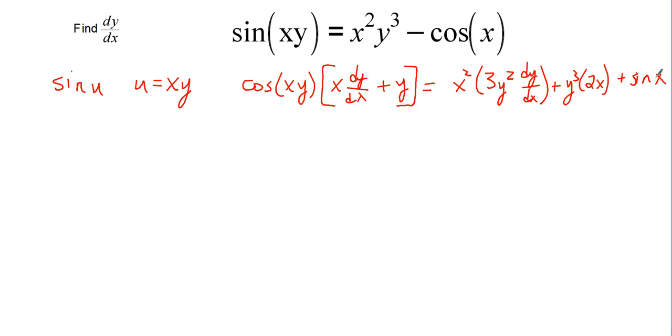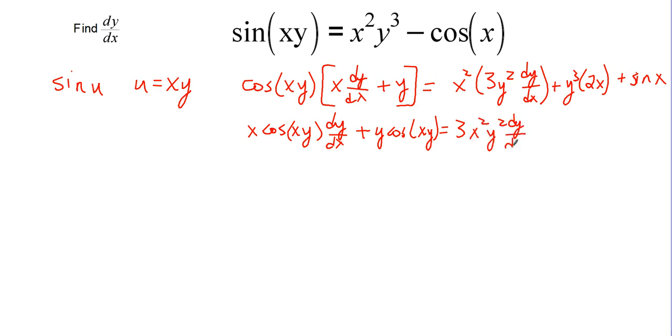And now we'll do the same thing as before, except now we have to distribute the cosine xy in here. So we will have x cosine xy dy/dx plus y cosine xy equals 3x squared y squared dy/dx plus 2x y cubed plus sine x.